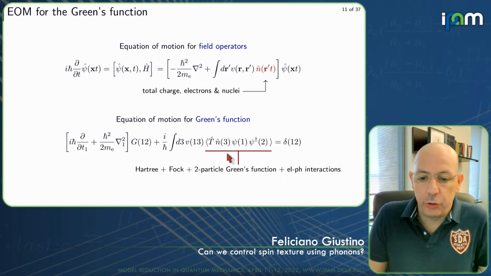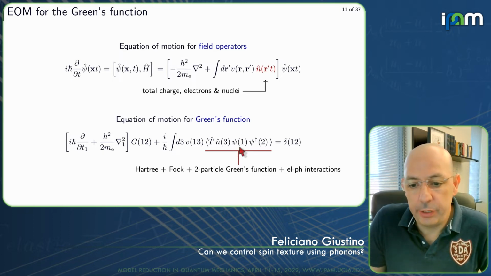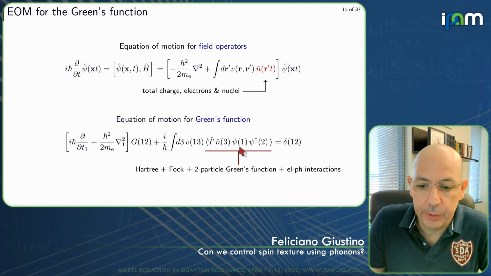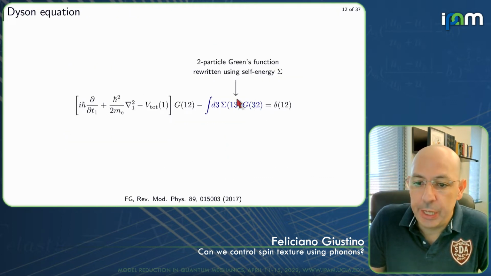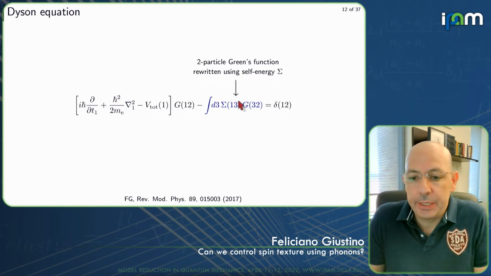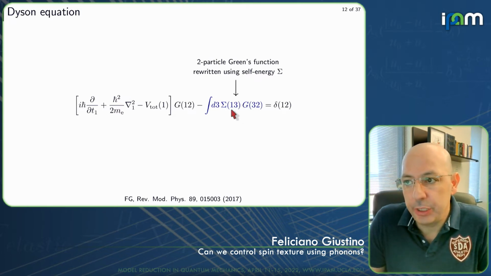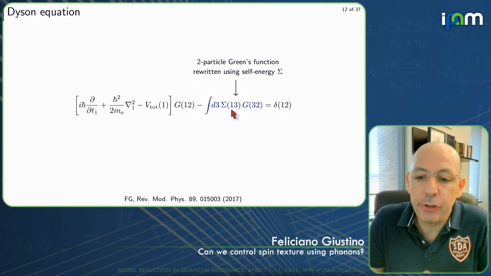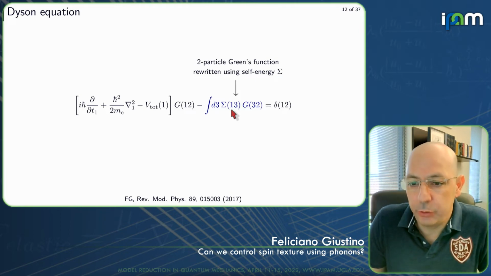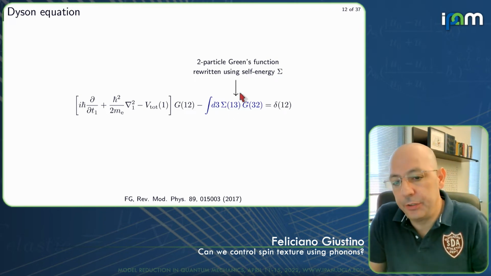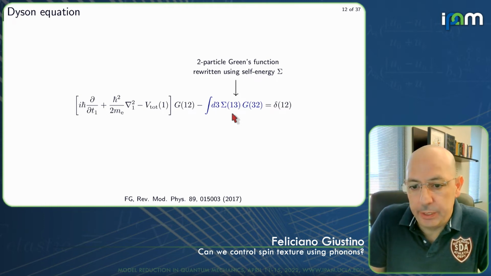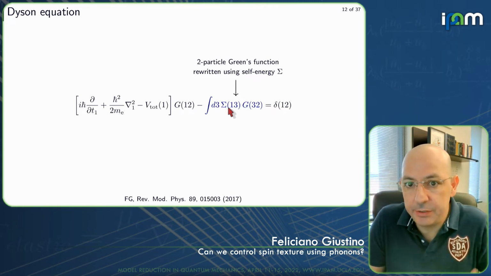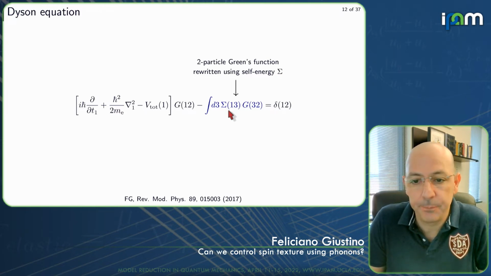So to make a long story short, what people do at this point is to use a Schwinger functional derivative technique to rewrite this term as the product of the Green's function and a self-energy. And if you want, this expression is basically a definition of the self-energy. So we define the self-energy so that this term equals the one I showed in the previous slide. And that probably gives us already a hint that this self-energy will be something pretty complicated.